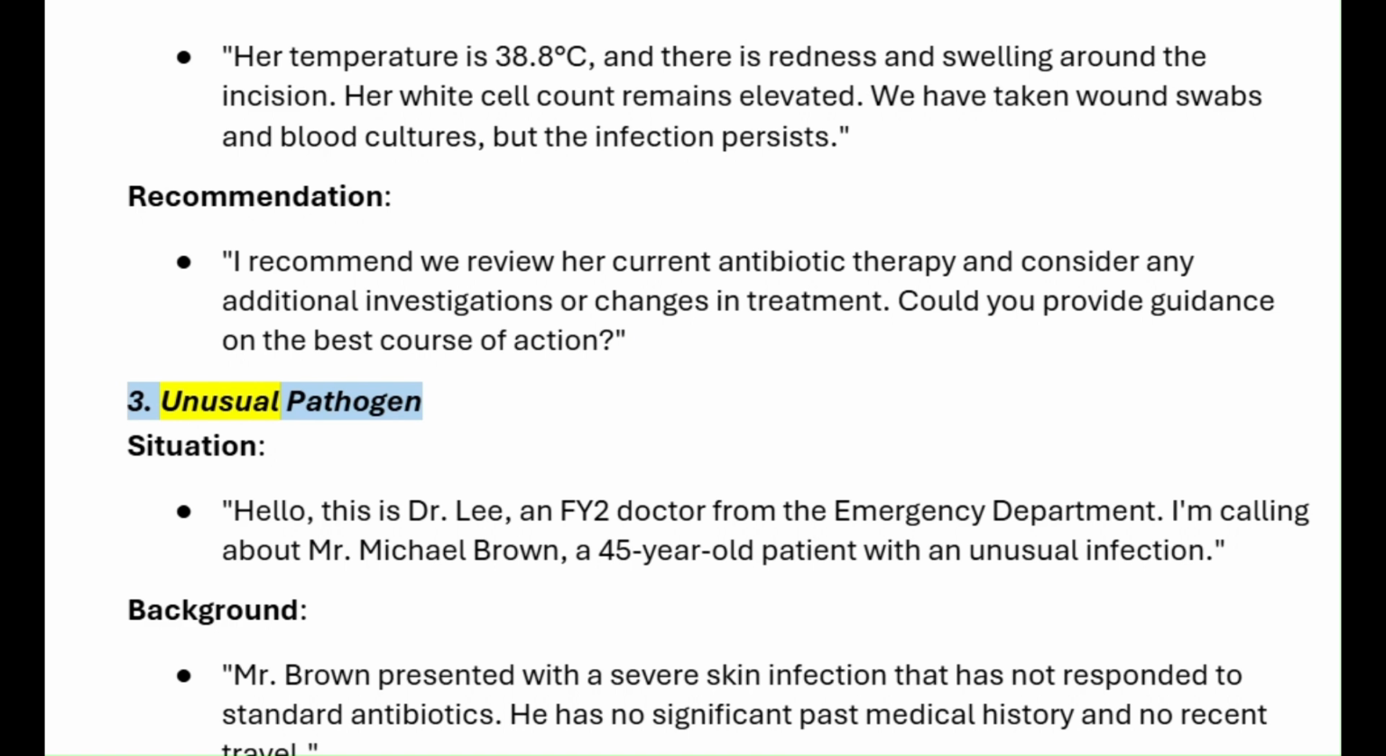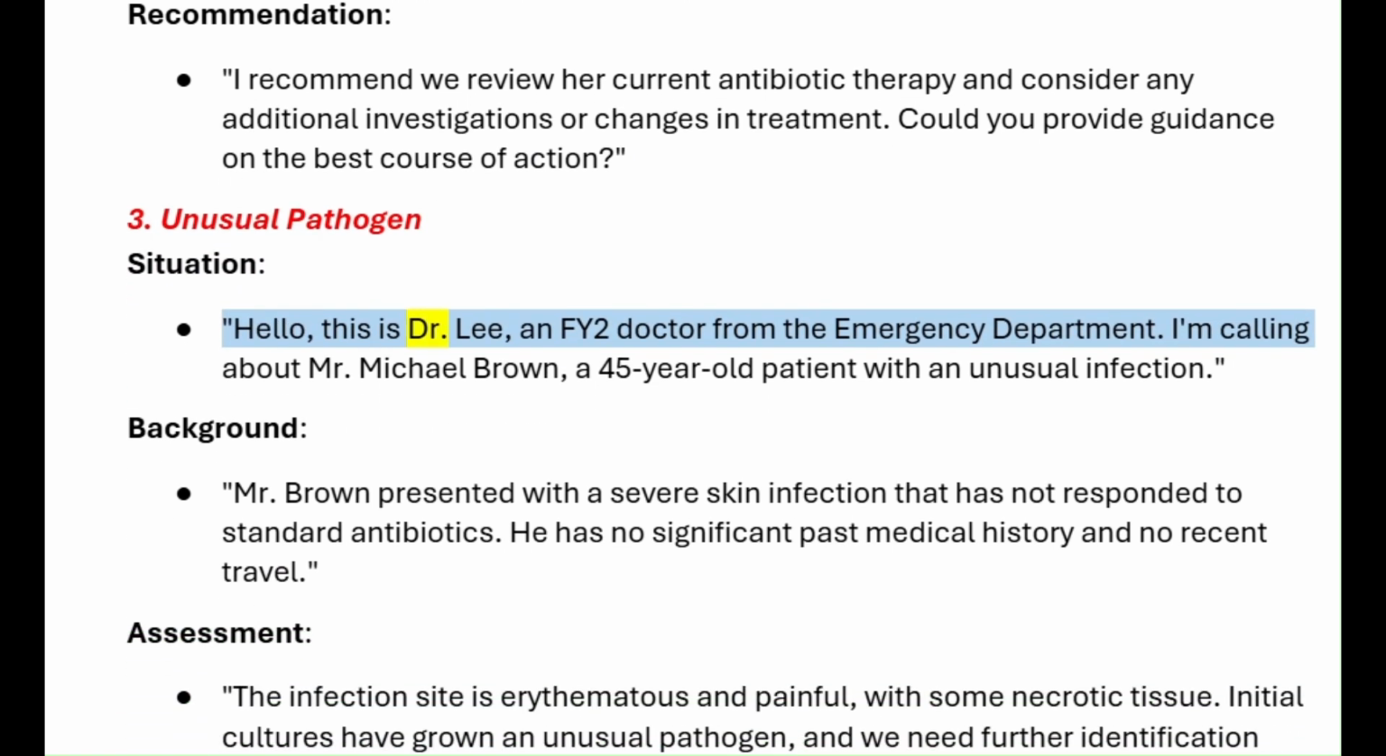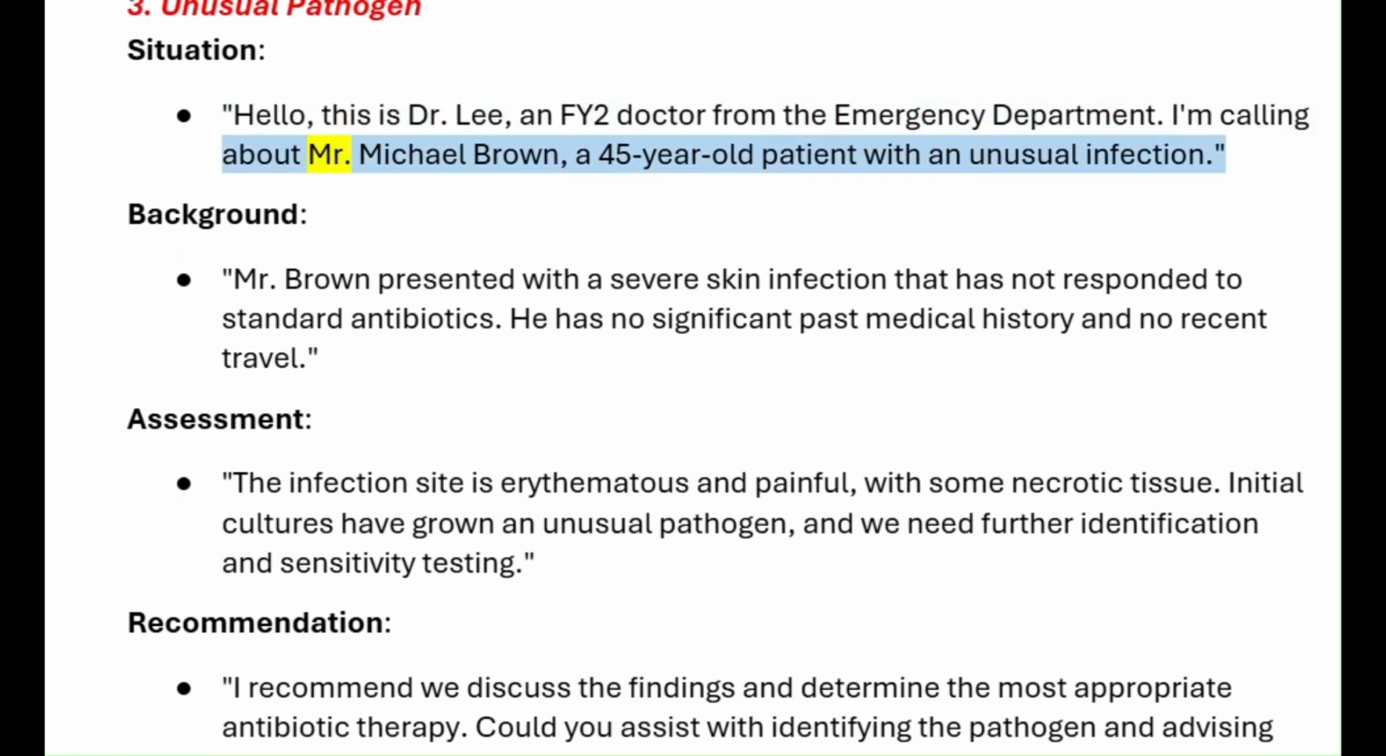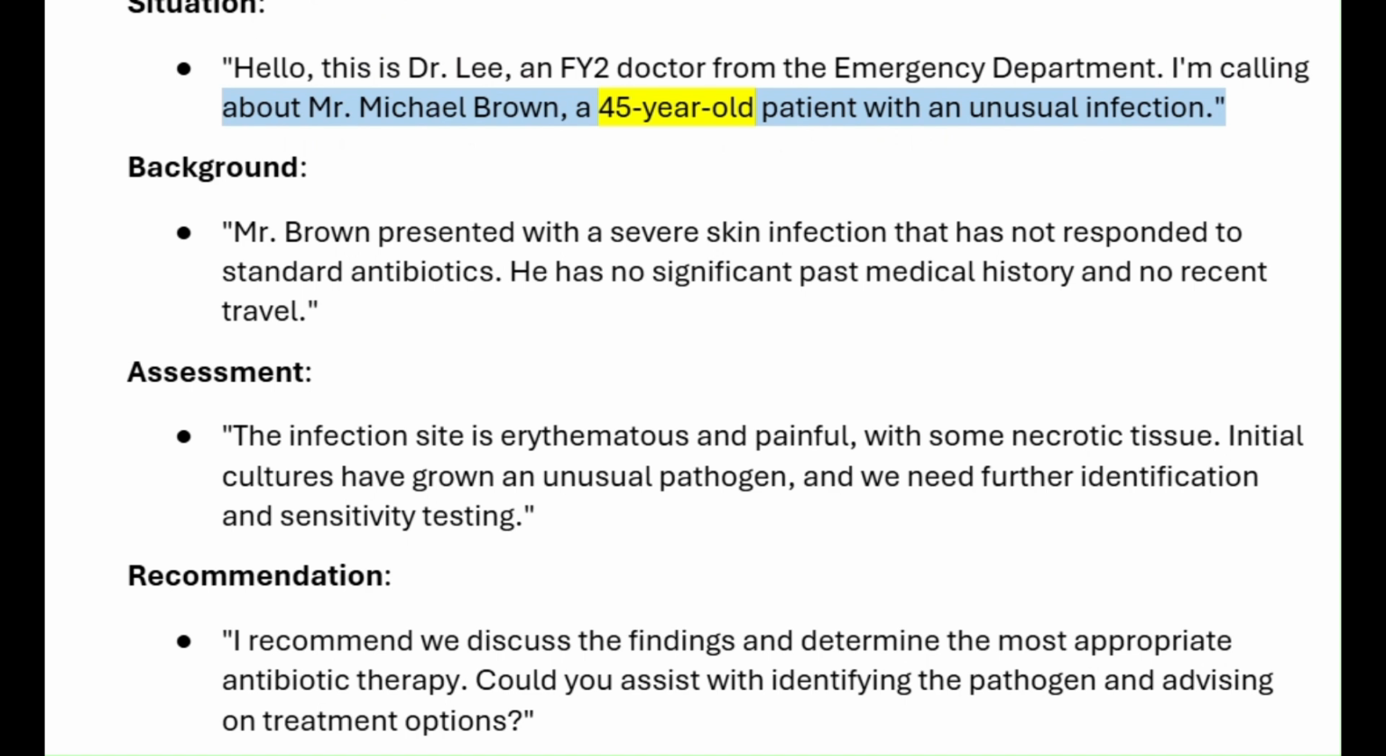3. Unusual pathogen. Situation. Hello, this is Dr. Lee, an FY2 doctor from the emergency department. I'm calling about Mr. Michael Brown, a 45-year-old patient with an unusual infection. Background. Mr. Brown presented with a severe skin infection that has not responded to standard antibiotics. He has no significant past medical history and no recent travel.